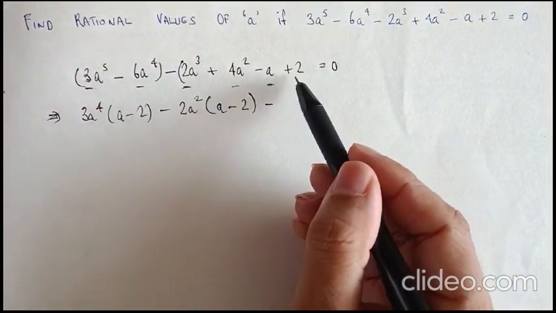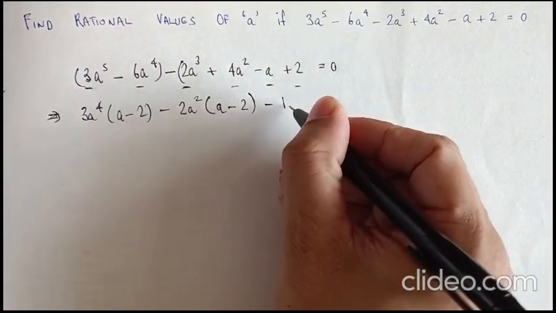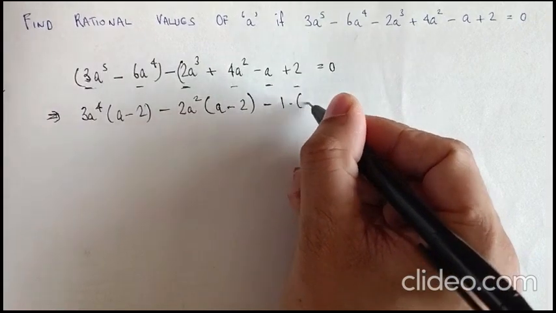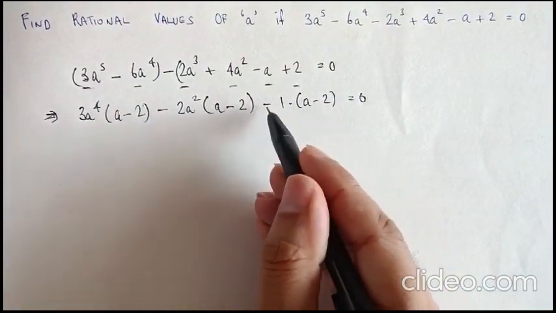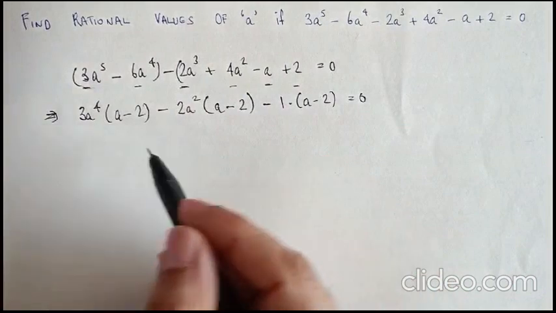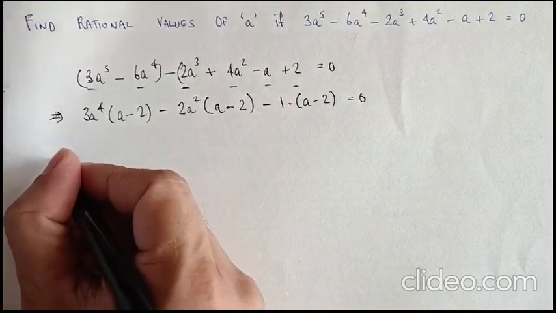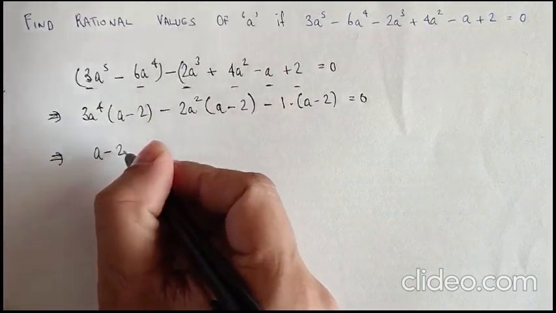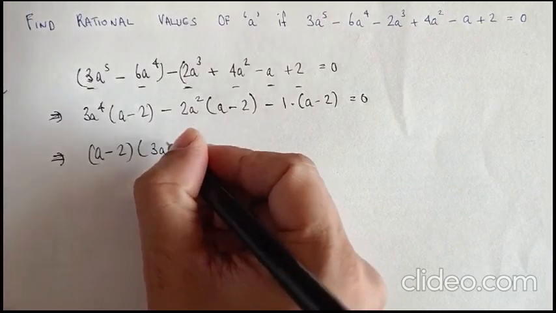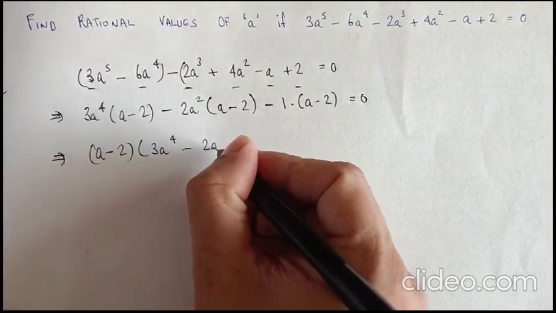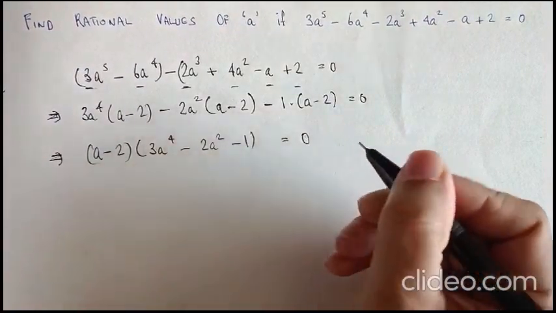Similarly, there is nothing here which will be taken out common. So let us just put it as 1 into a minus 2 is equal to 0. Clear? Because again, minus into minus equals to plus. So we have the a minus 2 here, which is absolutely common, which we had suspected. So let's take out a minus 2 as the common factor into 3a to the power of 4 minus 2a squared minus 1 is equal to 0.